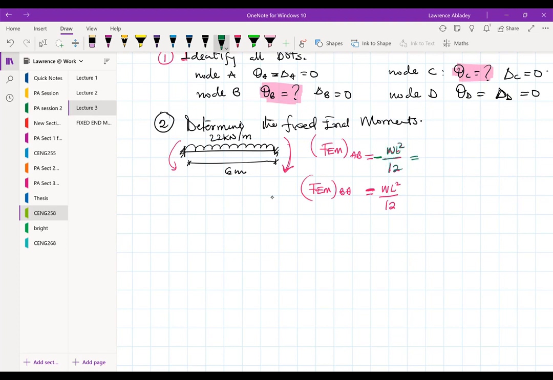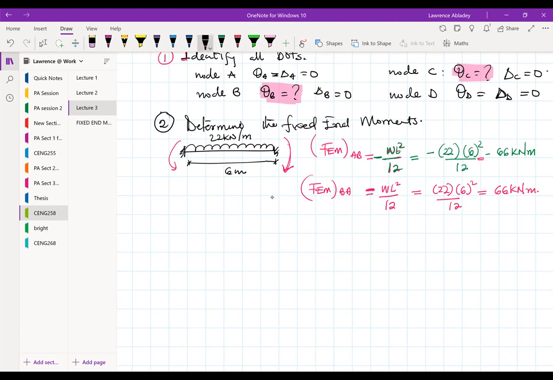So let me just change it to 2 times 6 squared over 12. All right. And then that should give us minus 6 kilonewton meter. You can always cross check the answers. Always cross check the answers. Sometimes when I do them, I don't cross check. So just make sure that they're all correct. Then this becomes 2 times 6 squared over 12, which will give me 6 kilonewton meter.